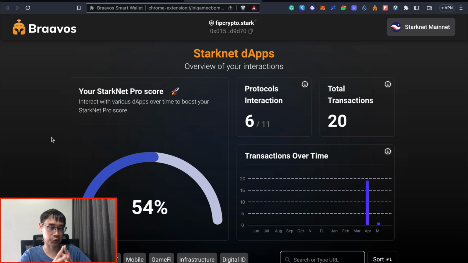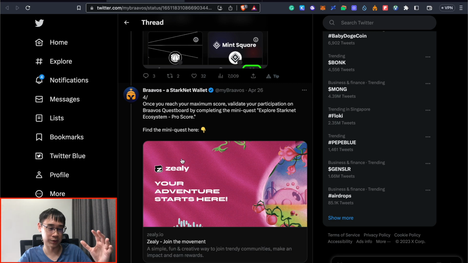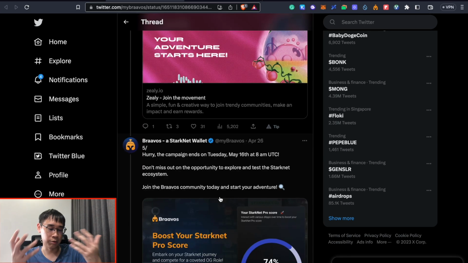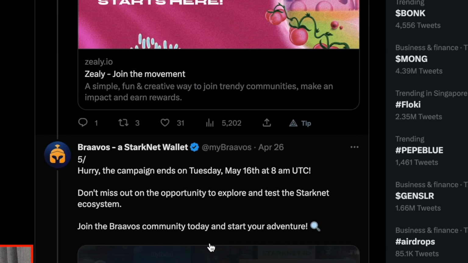And this criteria could also be useful for the StarkNET airdrop, where you may need to get a certain percentage in your StarkNET Pro score to qualify for a certain allocation of the Stark token. Now, Braavos also has its own Pro score campaign, where you need to submit your StarkNET Pro score to their Zili Quest bot by the 16th of May.